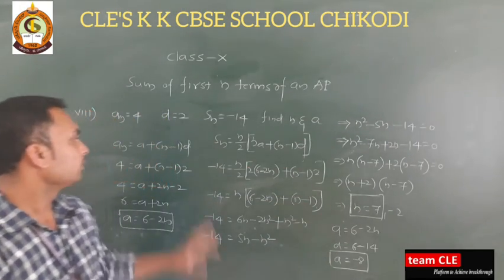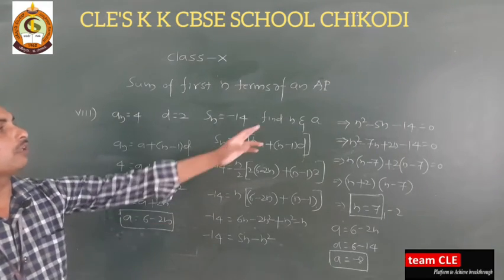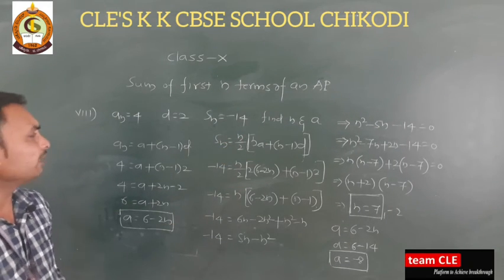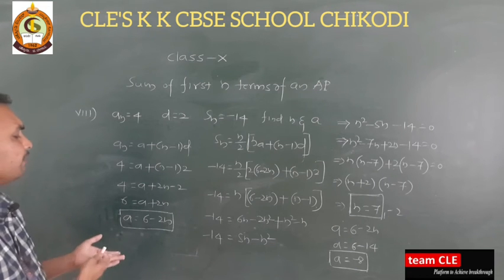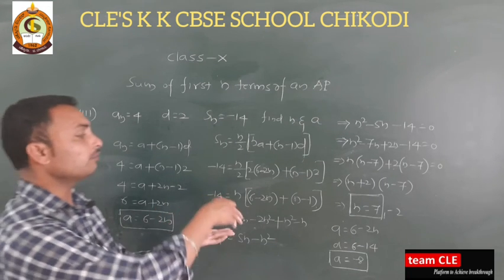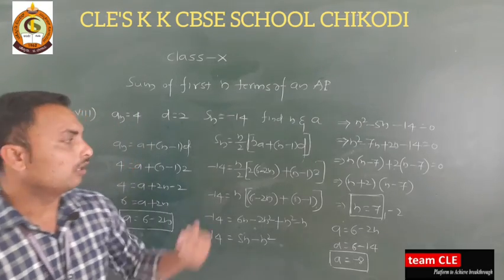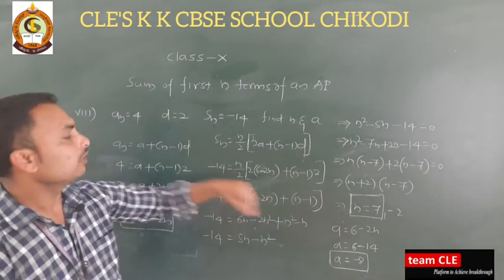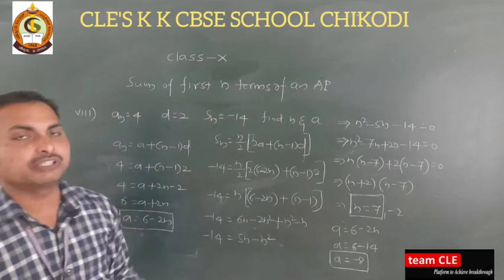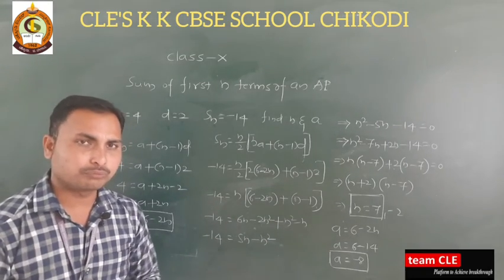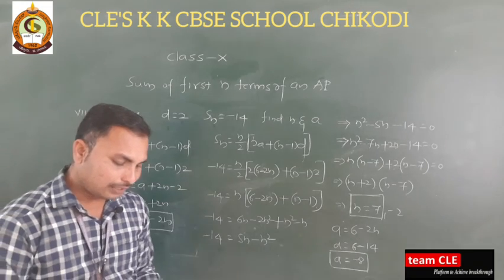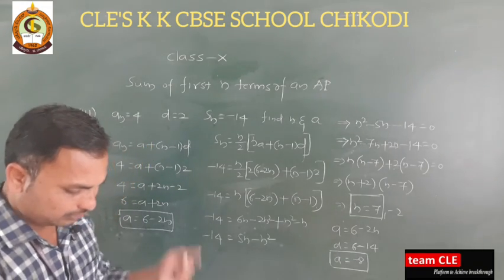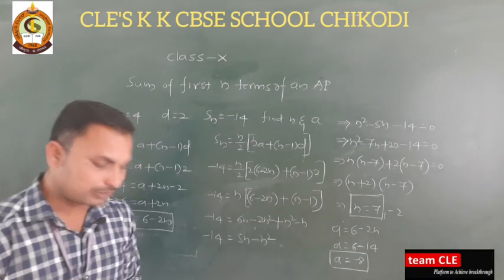A is equal to minus 8 and n is equal to 7. Okay, so this is how to find n and a. This is very simple, just you need to substitute the values. If you got two variables, substitute one in another formula, you will get one variable's value, that you can substitute in another, you will get your desired values. I hope you understood very well. Okay, so last one they are given here, question number, I think I'll solve 10th one.